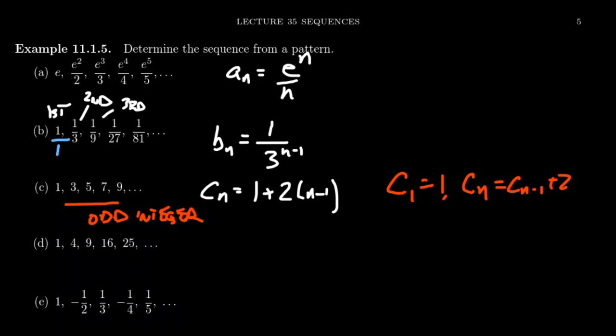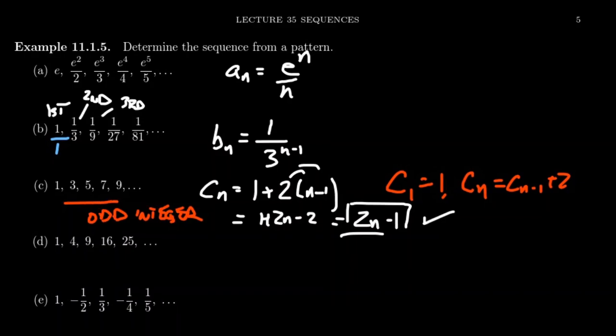I'm kind of using the fact that this is actually what's called an arithmetic sequence. It increases by a constant amount each time you go throughout the sequence. Now, we can simplify this formula by distributing the 2. You're going to get 1 plus 2n minus 2, which simplifies to 2n minus 1. It's a nice little formula for the sequence of odd integers. We're actually going to use this one a lot, so this is one we'll want to come back to in the future.